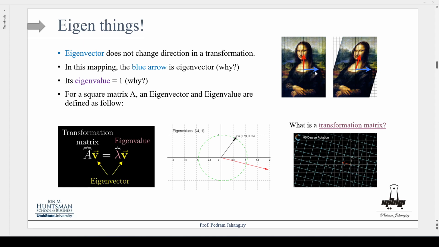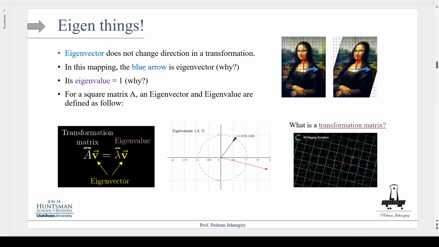And for this eigenvector, there's a magnitude attached to it. I want you to pay attention: what happens to the magnitude of this blue one? Whatever it is, it seems that it doesn't change. So this magnitude we're going to call the eigenvalue. So the magnitude of the eigenvector is our eigenvalue. In this case, the answer is 1.